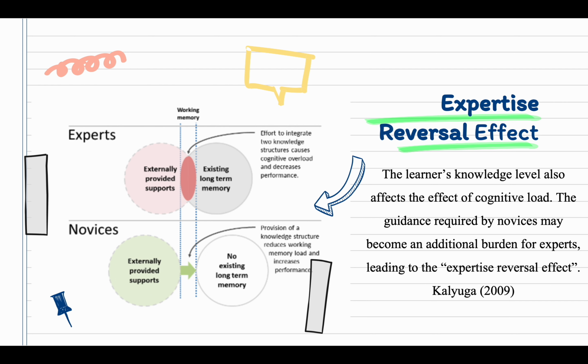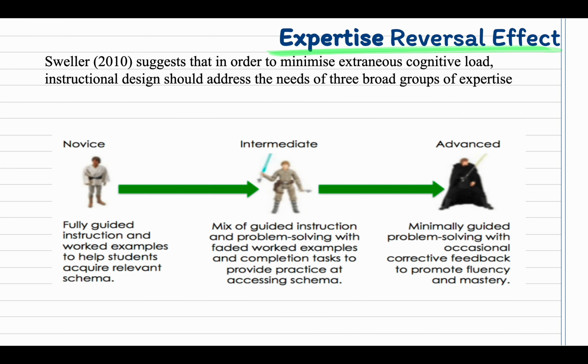Beginners need guidance to build knowledge, but for experts, too much guidance can feel redundant and slow down learning. So we can say novices and experts experience cognitive load differently. Beginners need more support because they are still building their knowledge base, while experts can handle new info more easily and work more independently. That's why the more advanced the learner, the less detailed the instruction should be.